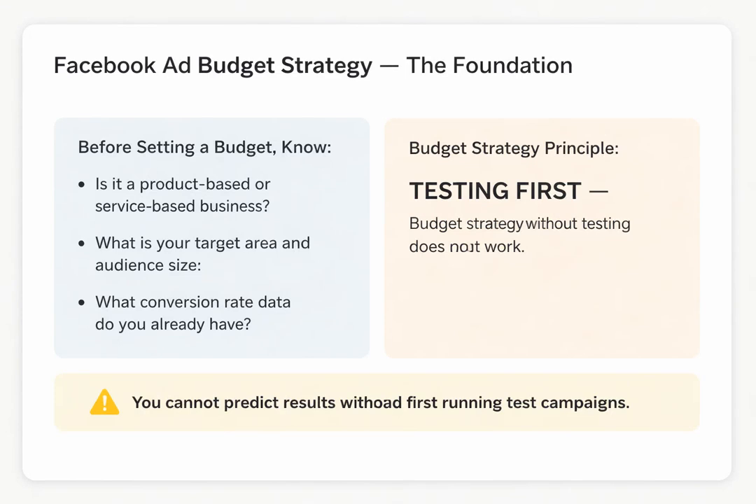Moving into Facebook ad budget strategy, this is a question that comes up a lot, and the instructor gives a very grounded answer. Before you can even think about how much to spend, you need to know a few things. Is this a product-based or service-based business? What is the size of your target audience and geographic area? And do you have any existing conversion data? These factors directly influence how your budget should be allocated.